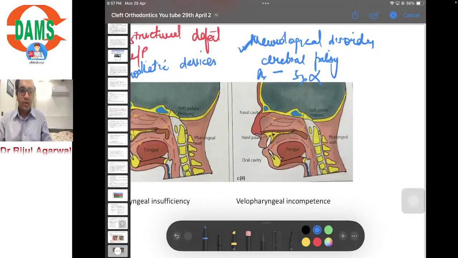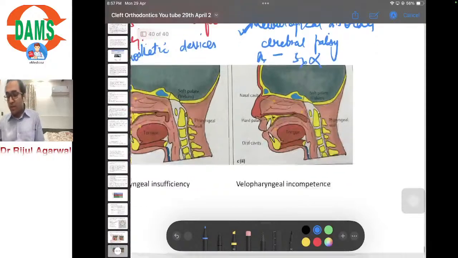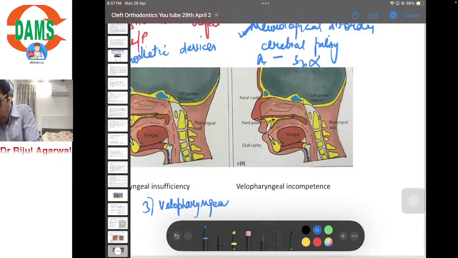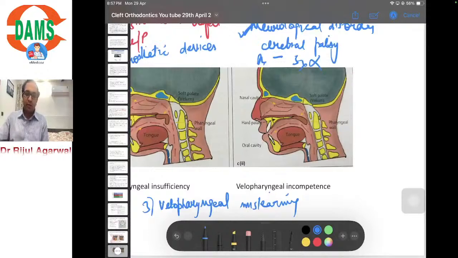Okay, I hope it's clear between velopharyngeal insufficiency and velopharyngeal incompetence. And lastly, the third type, that is velopharyngeal mislearning. Velopharyngeal mislearning, what is the problem in this? There is absence of any structural or physiological defect. So what is the problem? There are individual mislearning effects.